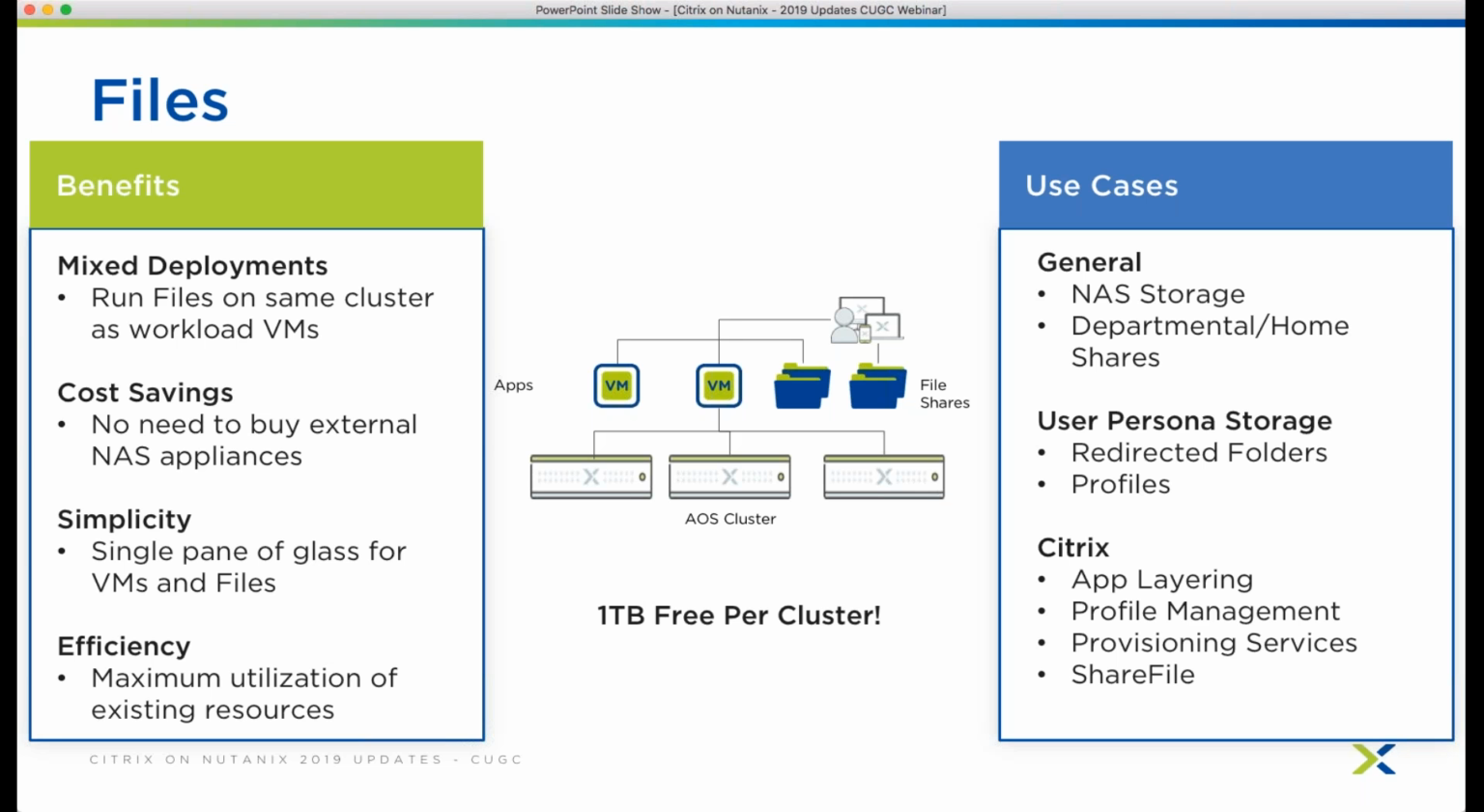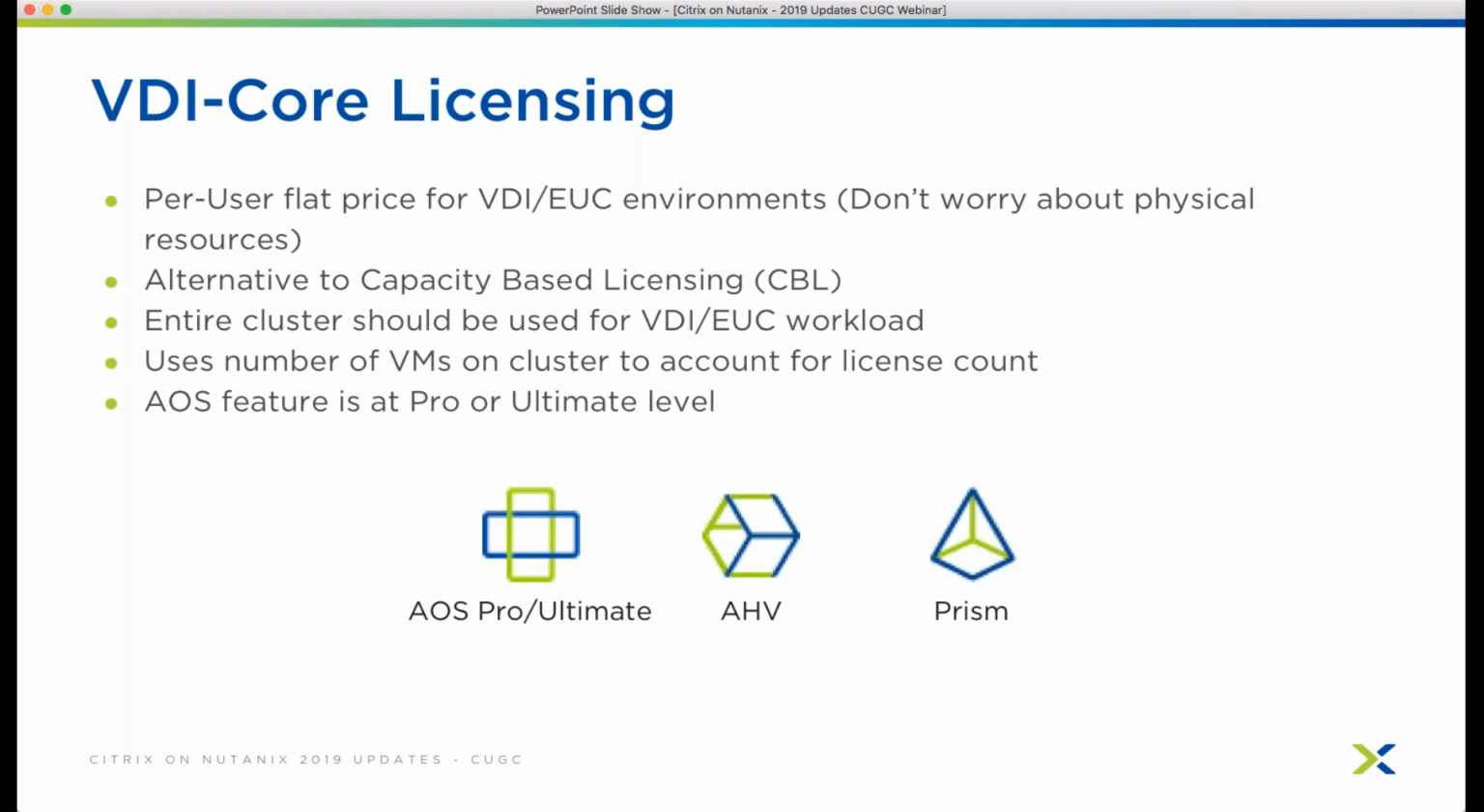But Files is a good solution for these different use cases, and we have customers using this for the use cases here on the right in the blue. VDI Core Licensing is something we announced recently. And so instead of having our capacity-based licensing that we had, we now have a VDI licensing option. Basically, it's like a per user per VM option.